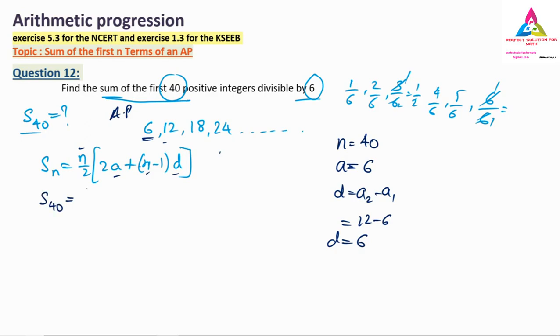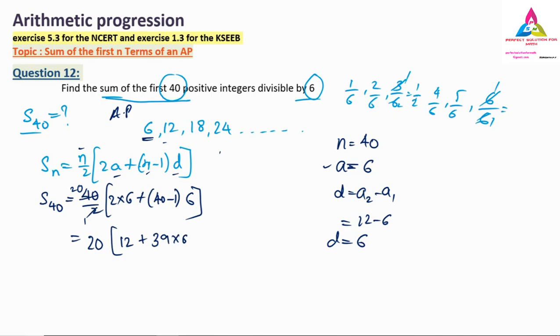S40, we have to find. The n value is 40 by 2 into 2 into the A value, here we have 6, that we will substitute, plus the n value 40 minus 1 into the d value, which is nothing but 6. So 2 ones are 2, 2 twos are 4, and 0, we have 20. 2 sixes are 12, plus 40 minus 1 is 39 into 6. Lastly we have to write down 12 as it is, BODMAS rule. Then we have to multiply 39 with 6.